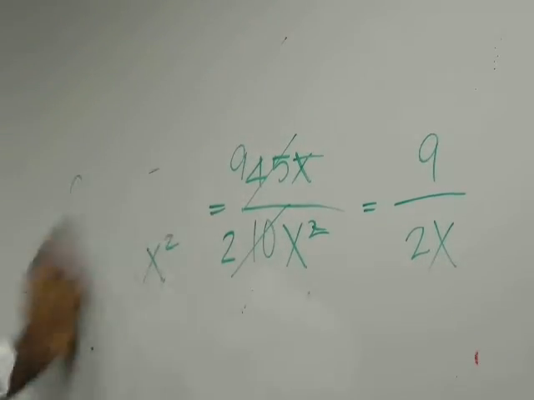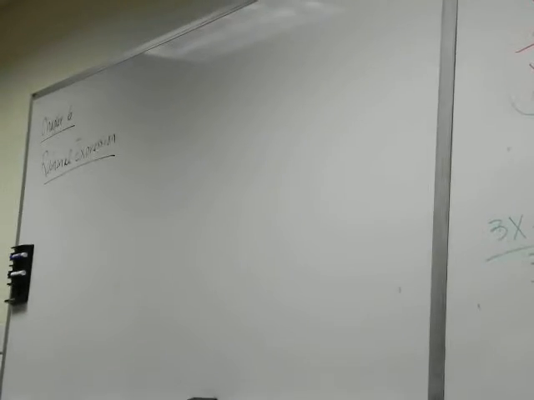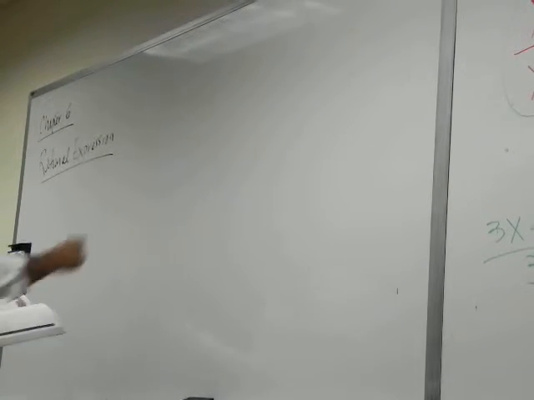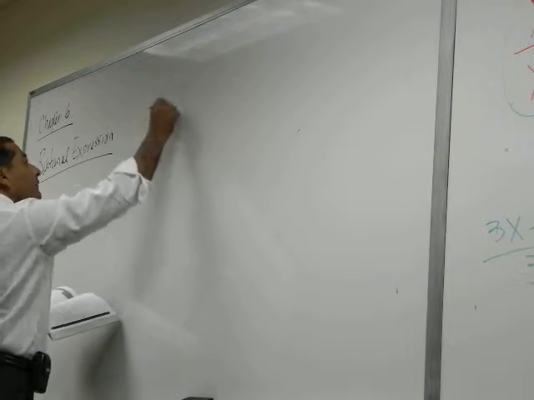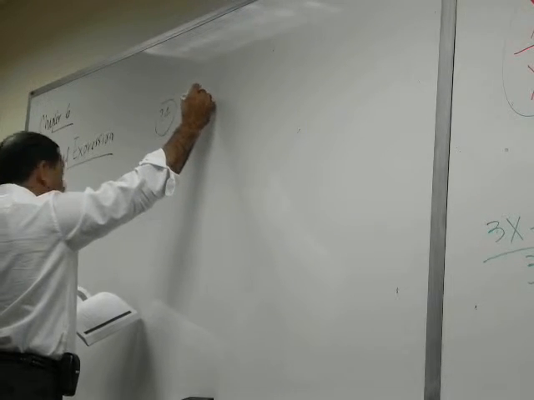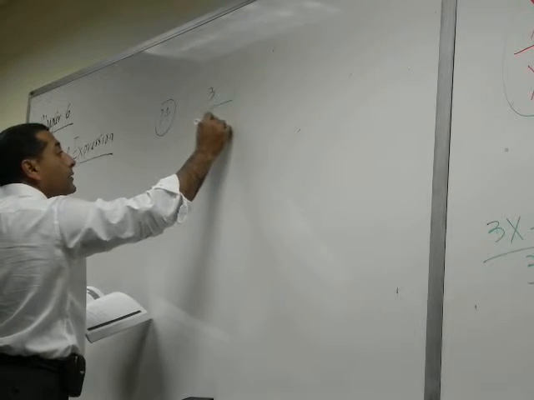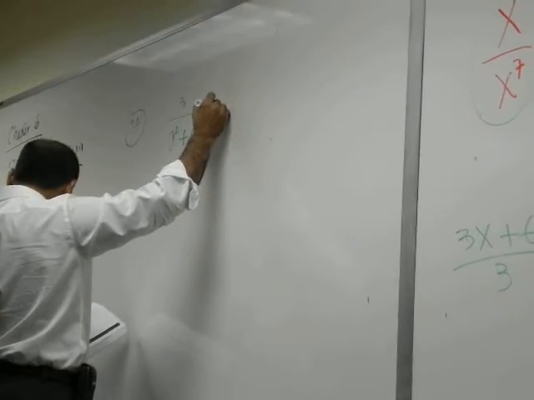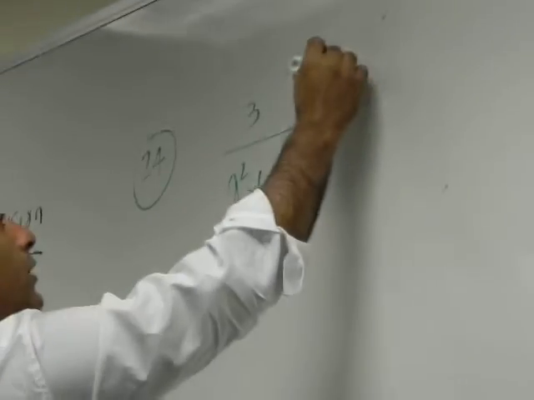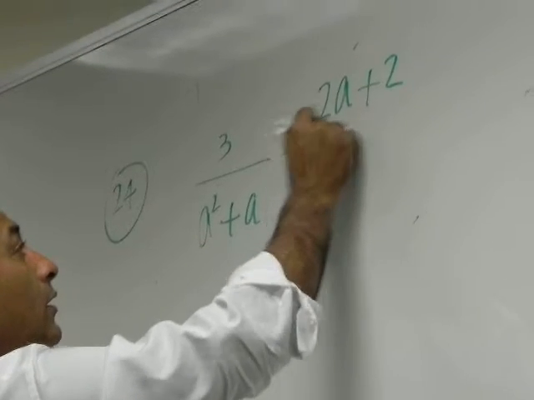All right, so let's pick a problem where we have to deal with some factoring. Let's take a look at, for example, problem number 24. So we have 3 over a squared plus a, times 2a plus 2, over.